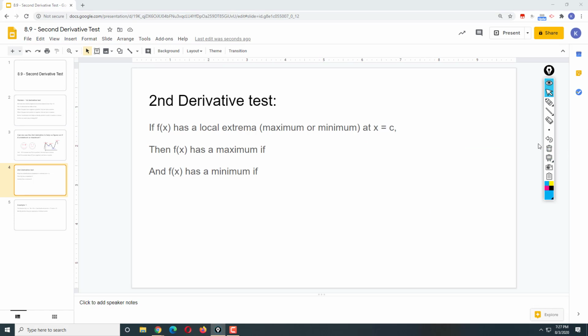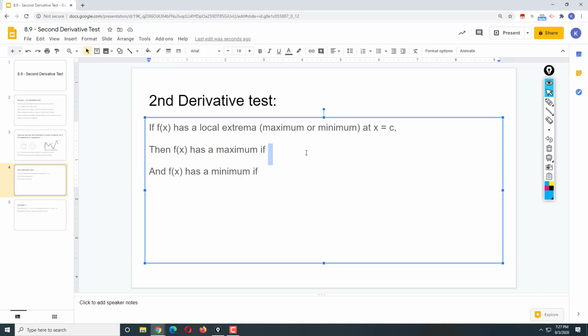If f of x has a local extrema, maximum or minimum, at x equals c, then f of x has a maximum at x equals c if the second derivative is negative, and f of x has a minimum at x equals c if the second derivative is positive.